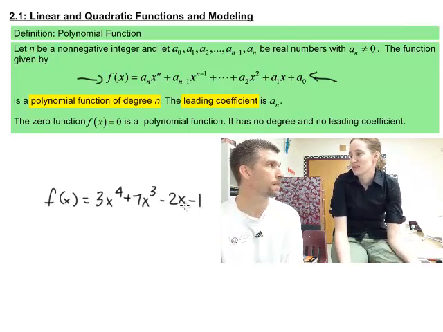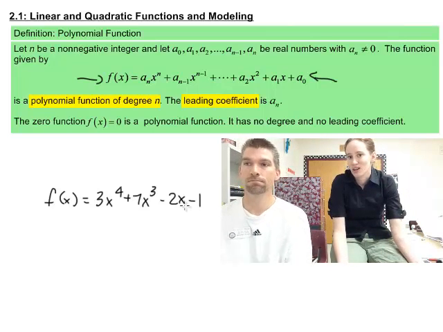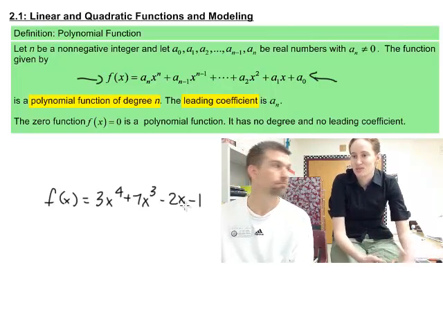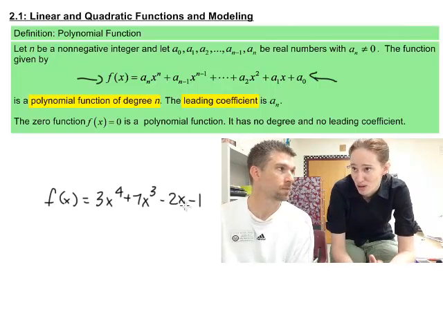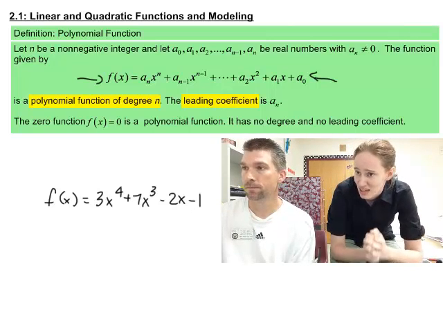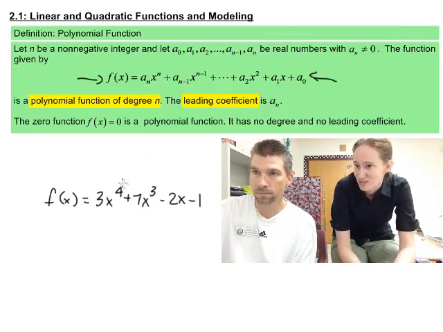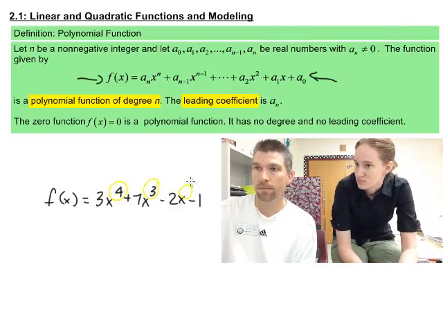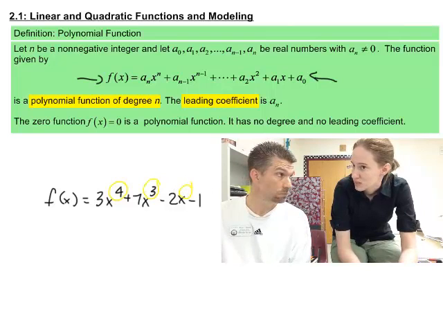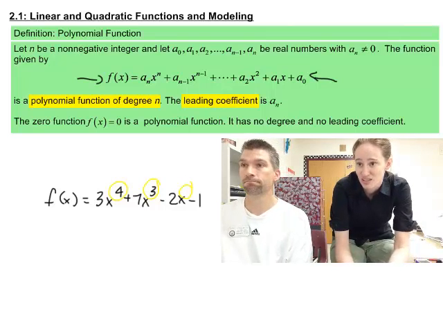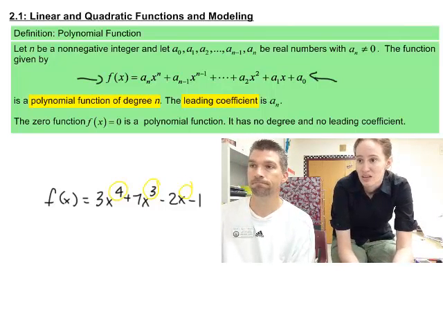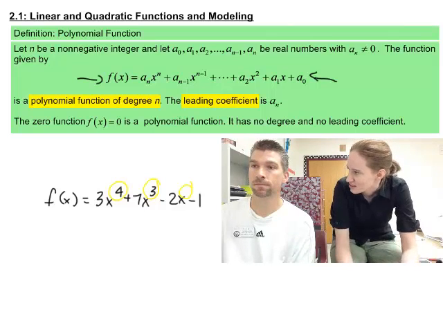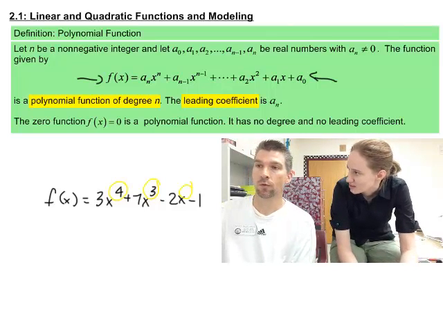Most things you've done so far have been polynomials, like in Algebra 2. So the key to a polynomial function is the exponents of your x's have to be 0 or larger integers. So that -1 there, how does that have an exponent of 0 or larger?